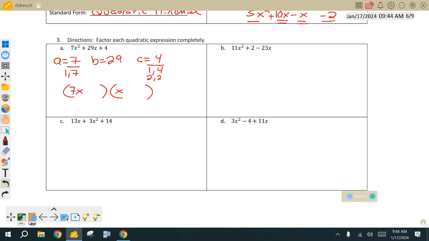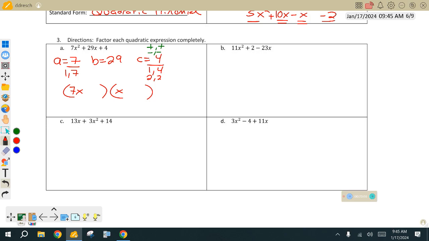4 is positive. How can you get a positive through multiplication? It's got to be true about the signs. They both got to be positive, or they can both be negative, right? They just got to be the same. So don't forget, they both either got to be positive, or they both got to be negative. Two negatives make a positive. Two positives make a positive.